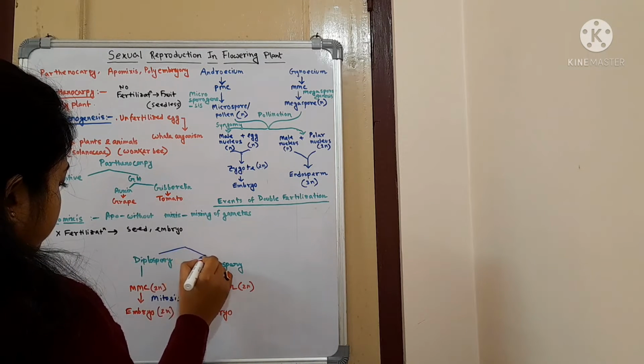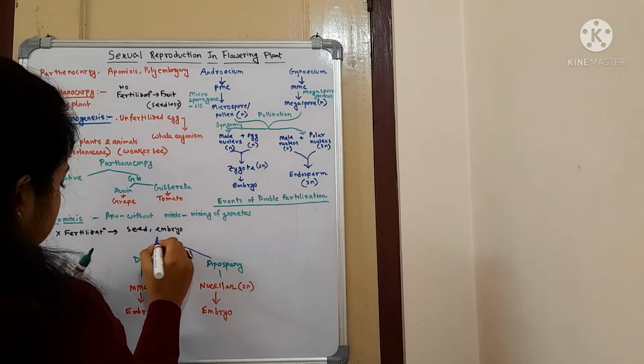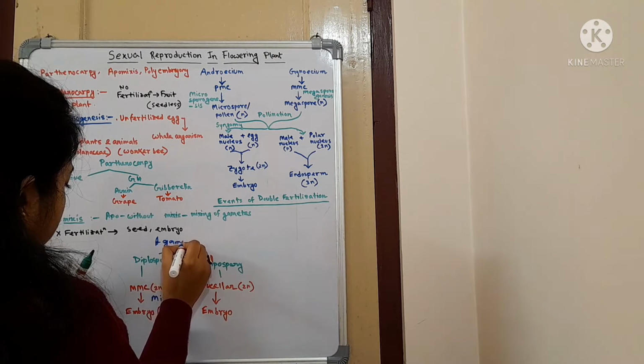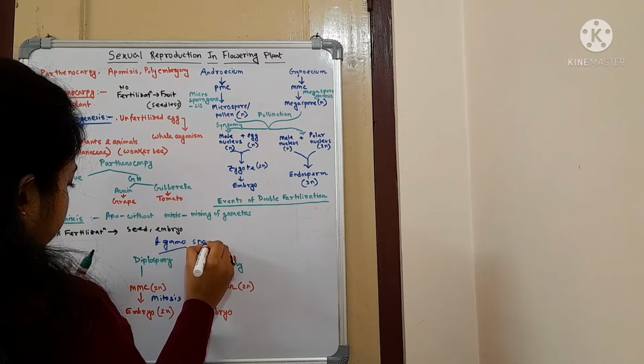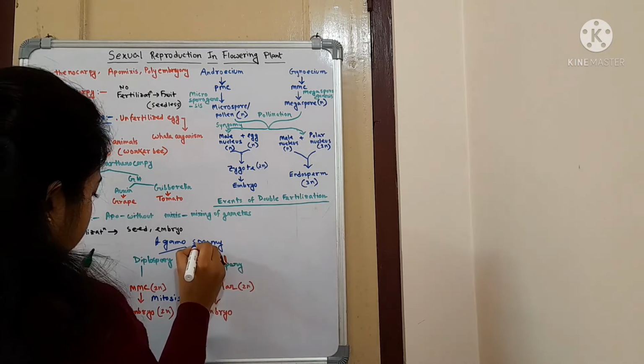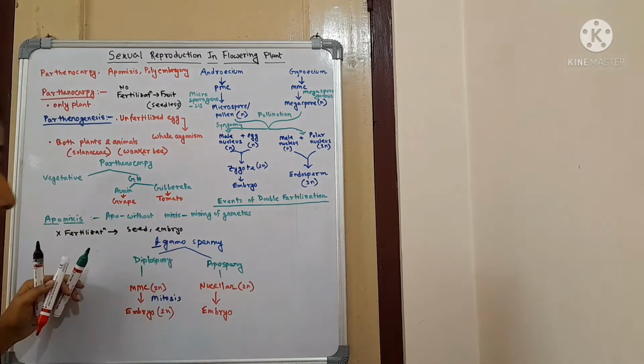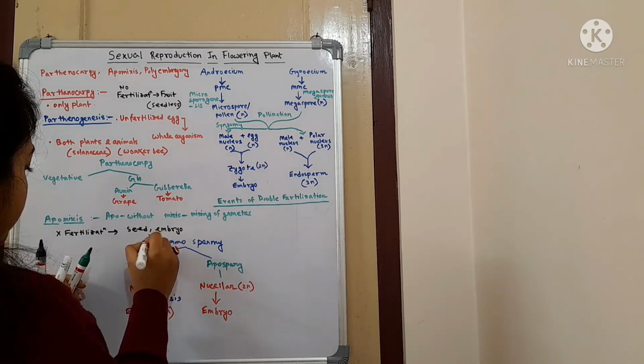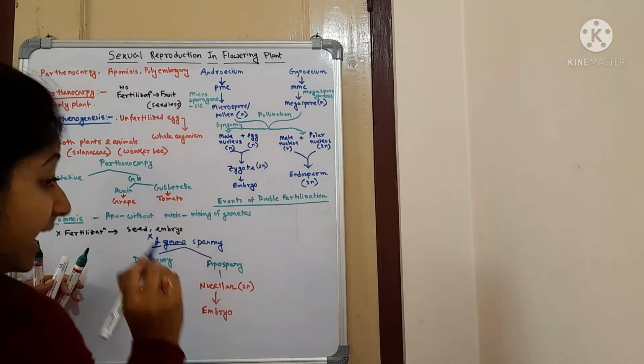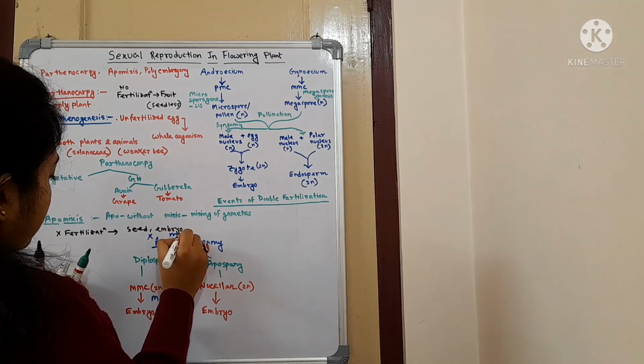Agamospermy means without... Why am I writing it like this? Because a means without, there will be no. Gamo means marriage, there will be no marriage.